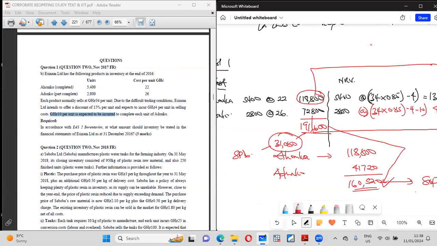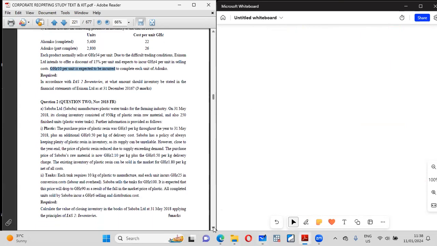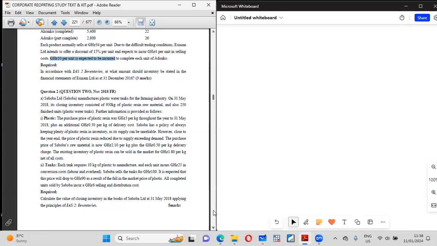All right. Let's pick another question, which is also tested in financial reporting. We have Saboba, and Saboba manufactures plastic water tanks for the farming industry. On 31st May 2018, its closing inventory consisted of 950 kg of plastic resin raw material and also 250 finished goods plastic water tanks.